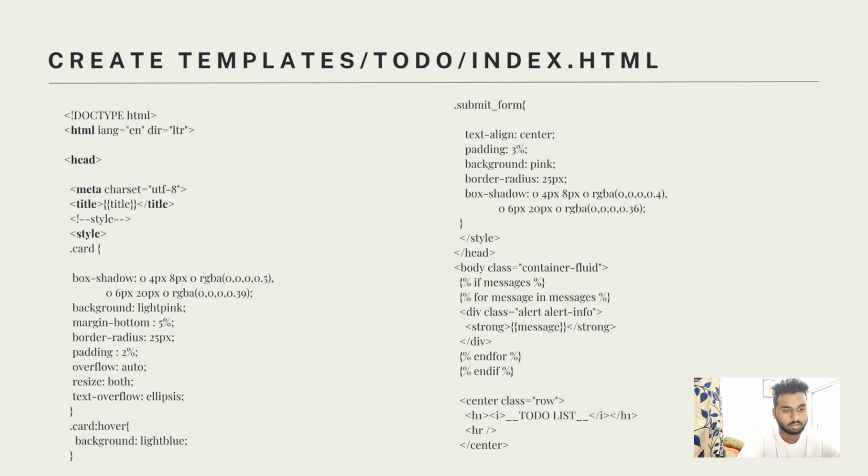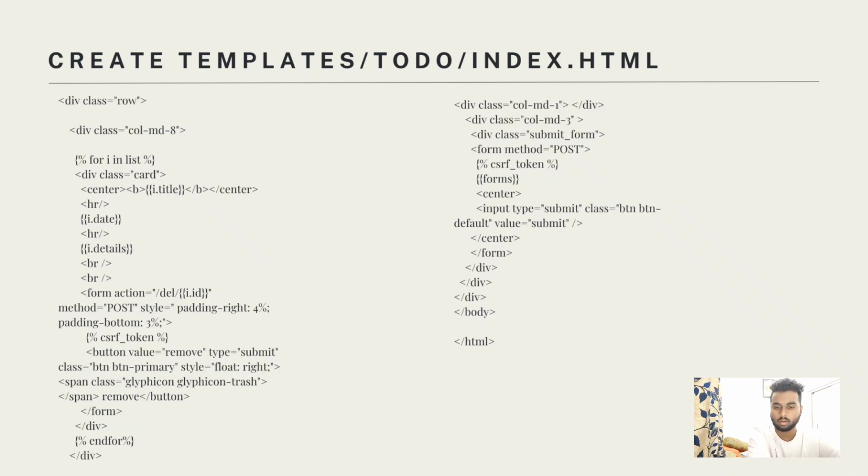Okay. And the next one is the todo list. We'll be putting it in the center, and finally we'll create a row for i in list to display the list. We'll be having cards, i.date and i.details, and form action is nothing but the post, or either a button to remove. The type is submit, and the button is remove. We'll be having a remove option also, and finally the submit form also. And finally the default value, and we'll be closing the HTML tag. So that's it.